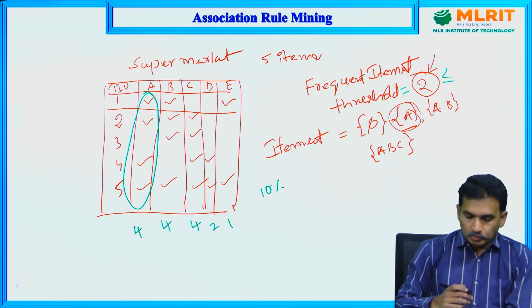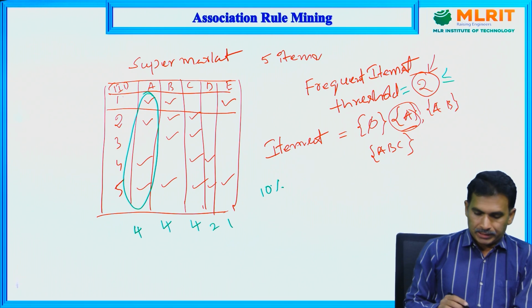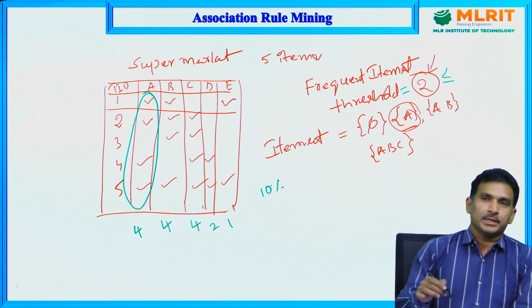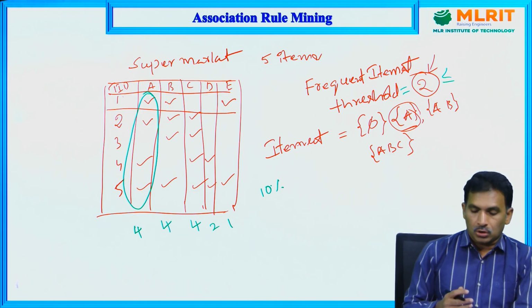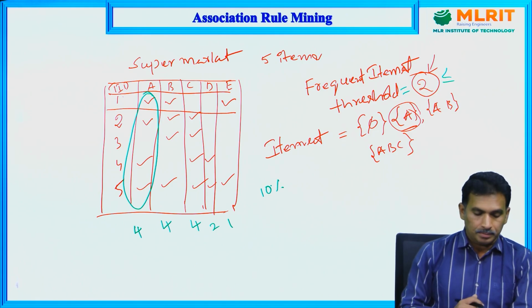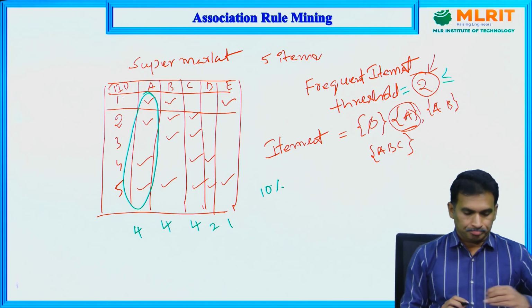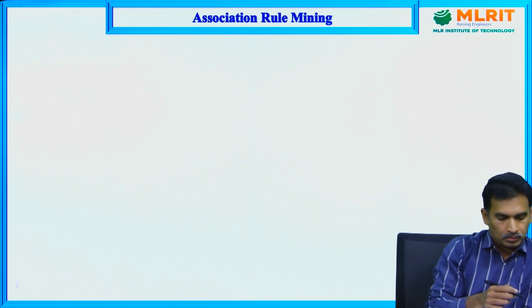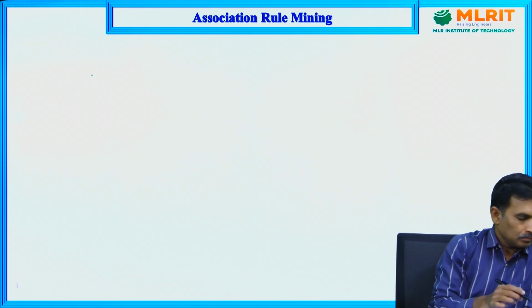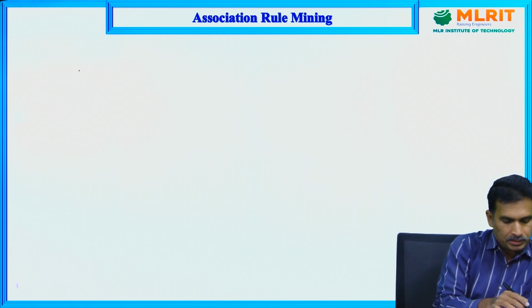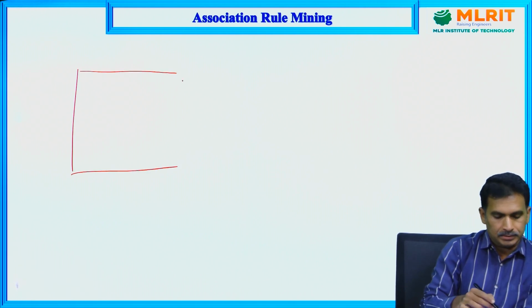Now, as I said in the beginning, this frequent item set generation process is a very costly process. So we need to understand why it is costly. Let us take the same transactional database. I may not replicate the same, I'll take a similar kind of transactional database.